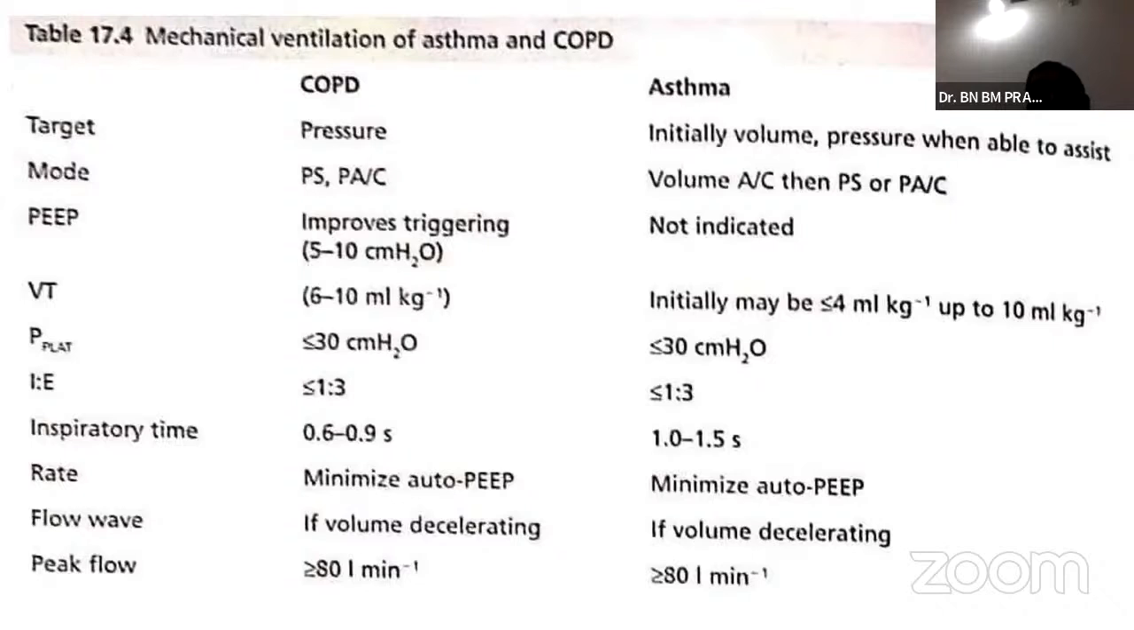So it's just a repetition of what I've told about the ventilatory strategies. You give initially either a volume cycle or a pressure cycle, pressure support ventilation, and then you keep a low PEEP, and then tidal volume should be low, 4 ml per kg body weight. The plateau pressure should be less than 30 centimeters. I:E ratio should be 1:3. Inspiratory time should be 1 or 1.5 seconds. The rate should be minimum to minimize the autoPEEP. And this is the ventilating strategy that we adopt in case of severe exacerbation of COPD or asthma.